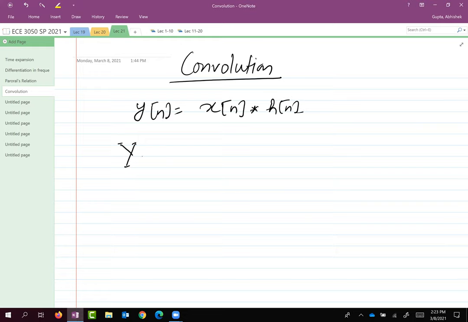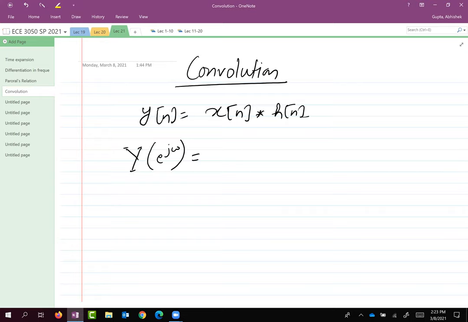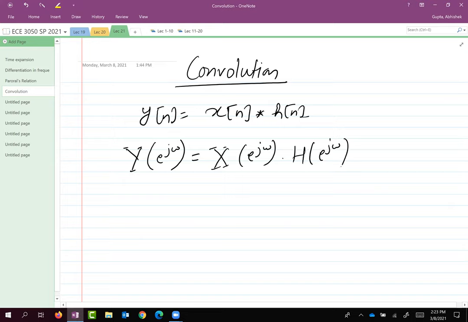The convolution in time domain is multiplication in Fourier domain. So the Fourier transform just gets multiplied.